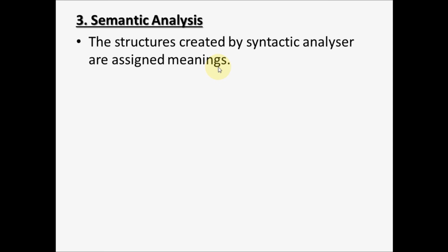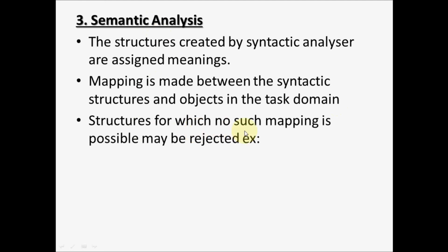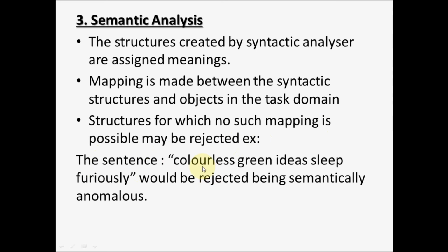Now to map each of these words and to find the meanings, we can use one knowledge representation mechanism that we have already studied in unit 2, and that is called frame structure. Okay, so mapping is made between the syntactic structures and the objects in the task domain. So this is semantic analysis. A structure for which no such mapping is possible may be rejected. Example, suppose the sentence is "colorless green ideas sleep furiously."